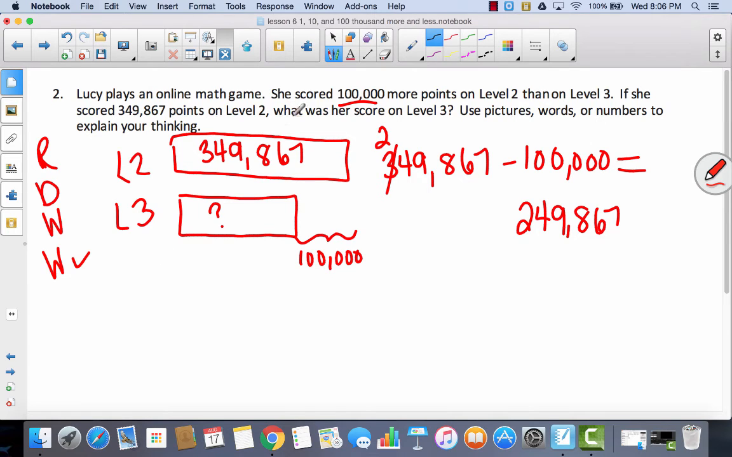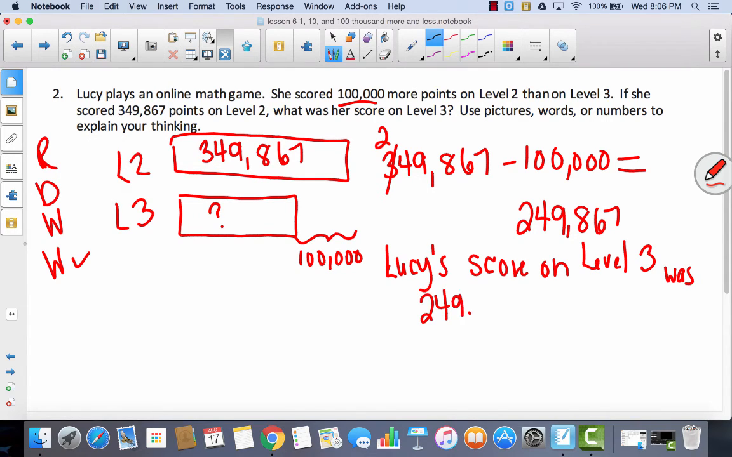So now I'm ready to write a word sentence that answers the question. The question was, what was her score on level 3? So I would say Lucy's score on level 3 was 249,867 points.